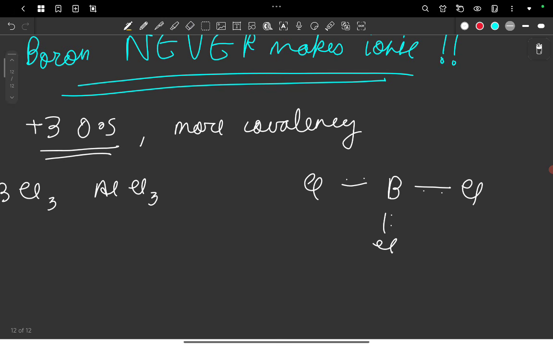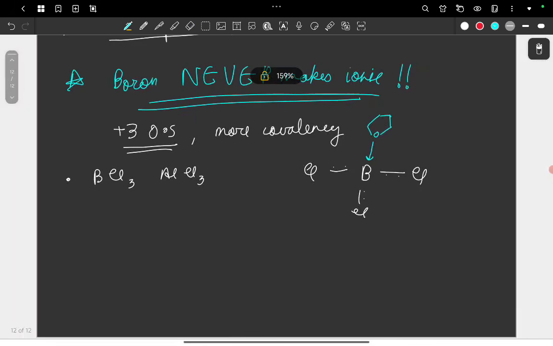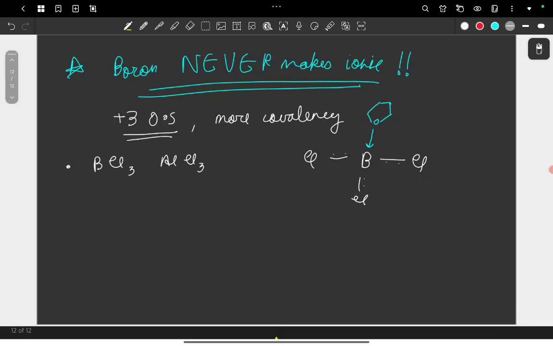But here it is missing 2 electrons. So sometimes what happens, it can take an electron pair from any other source and this can form basically a coordinate bond. So this is how they act as Lewis acids, by accepting lone pairs from donors.